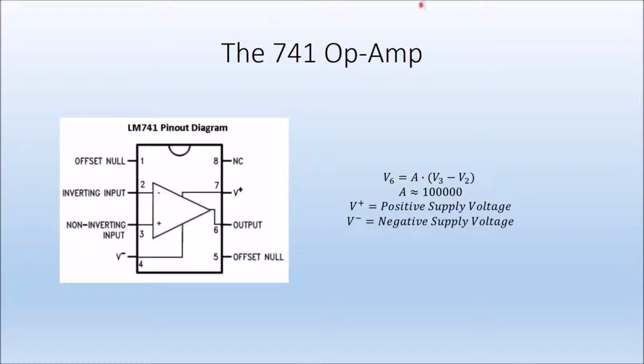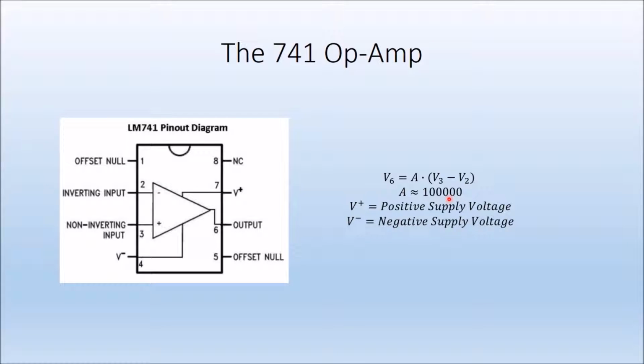This is a classic integrated circuit. Here's the pinout. This is an 8-pin IC, and its behavior is like this. The output is equal to an amplifier gain multiplied by the difference of the voltage in the plus pin minus the voltage in the minus pin.